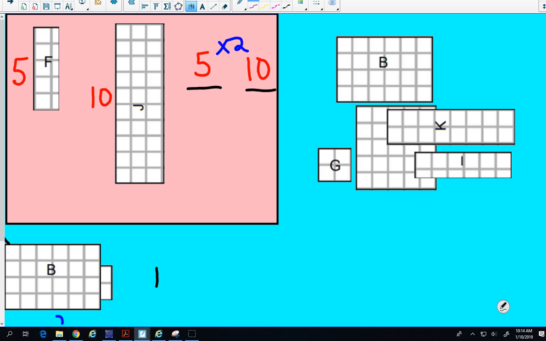So now let's take a look at the short side. What's the short side of F? 1.5. What's the short side of J? It's 3. So let's see if 1.5 times 2 is 3. Is it 3? So are these two similar? Yes.